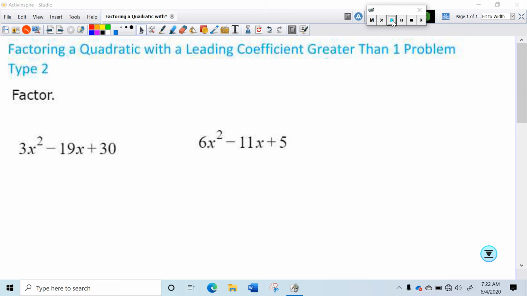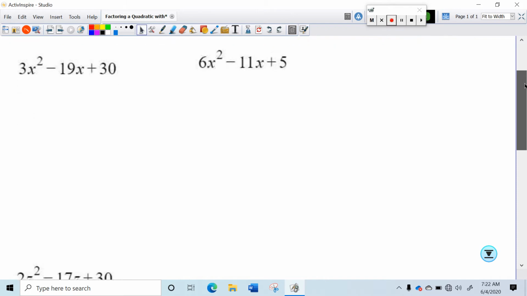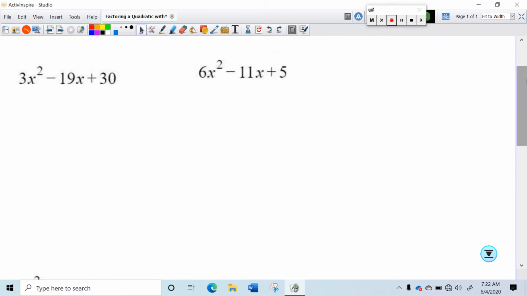Okay, whenever you're factoring and there is a number in front of your squared term, I'm going to take the first and the last number and multiply them. So 3 times 30 equals 90. And I'm going to write down the factors of 90.